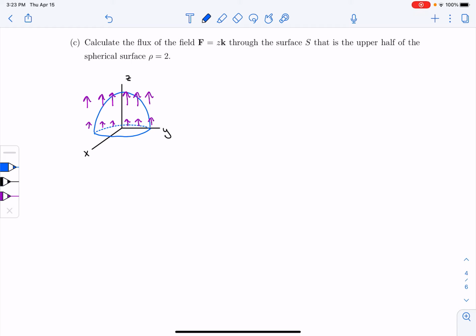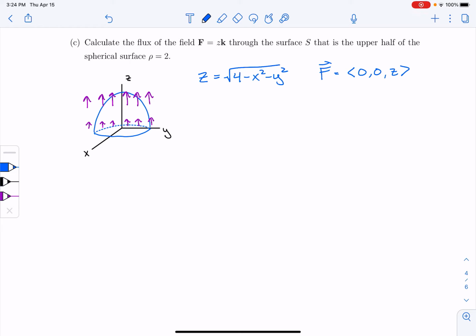Well, there are a couple different ways to approach this problem. I'm going to start by letting z be the square root of 4 minus x squared minus y squared. So that is a sphere of radius 2. And by taking the positive square root, I'm just getting the upper half of that sphere. And then F in rectangular coordinates is 0, 0, z.